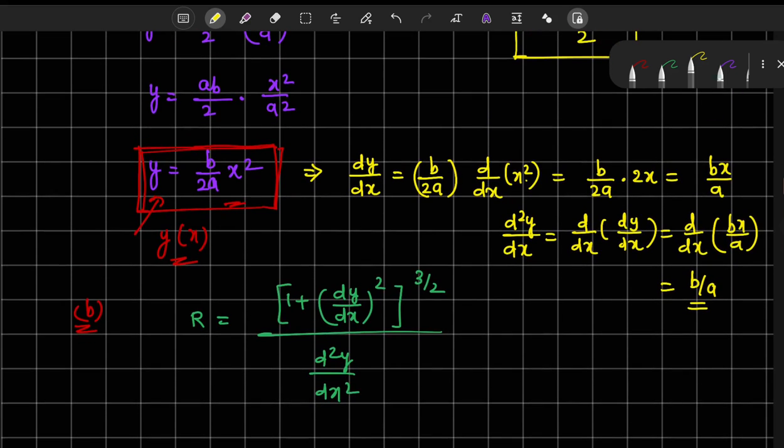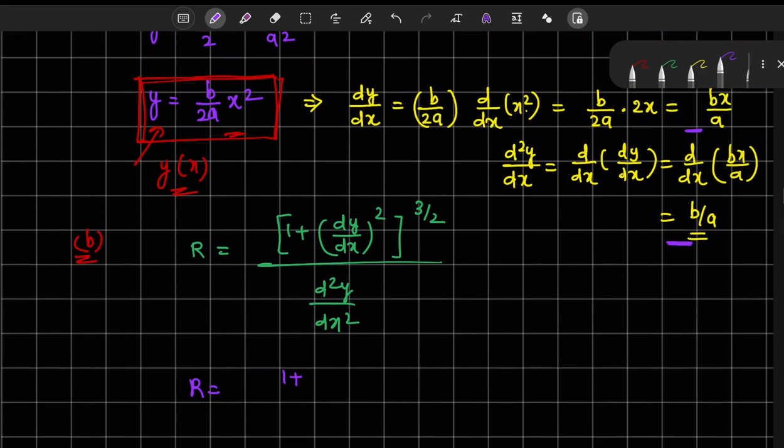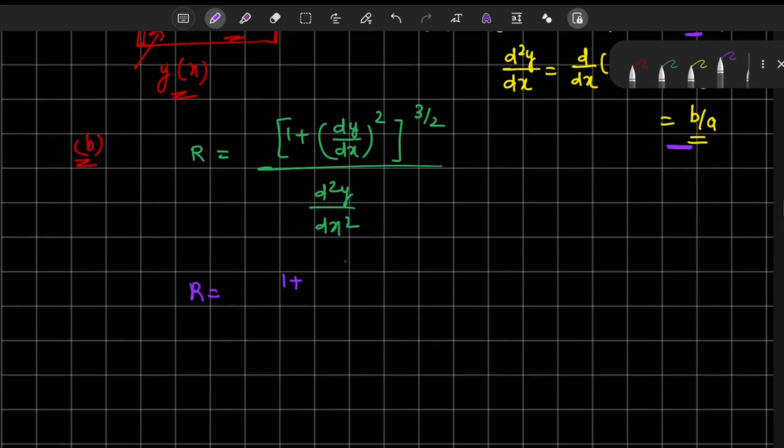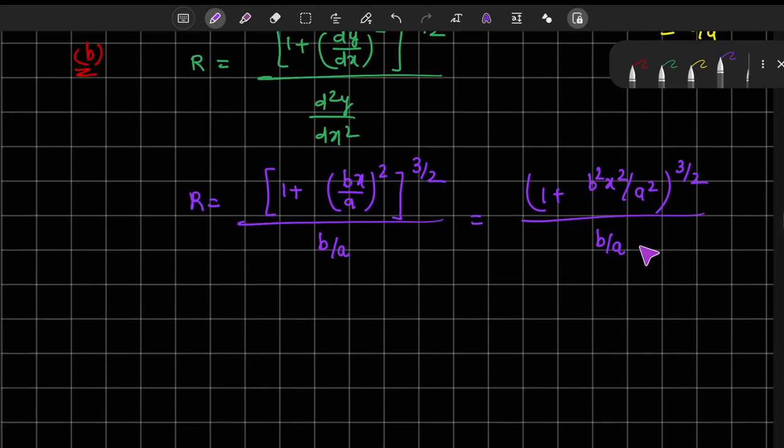Let us substitute the value of dy by dx and d square y upon dx square. So we can write r is equal to 1 plus dy by dx, which is bx upon a. So we can write bx upon a whole square to the power 3 by 2 divided by b by a. So from here we can write 1 plus b square x square by a square to the power 3 by 2 whole divided by b by a. Okay. Let us further simplify this.